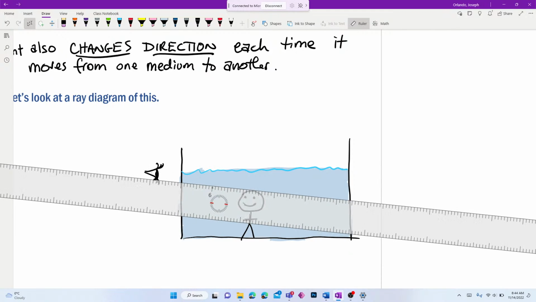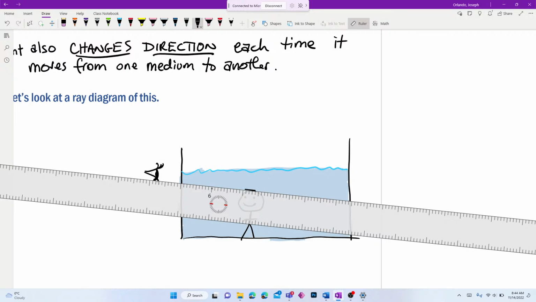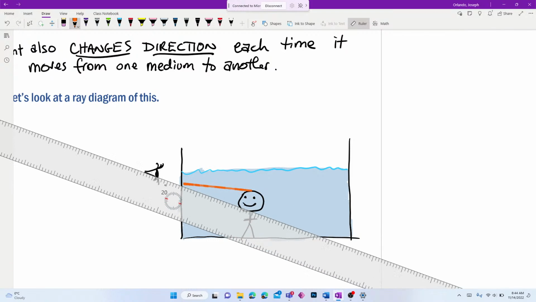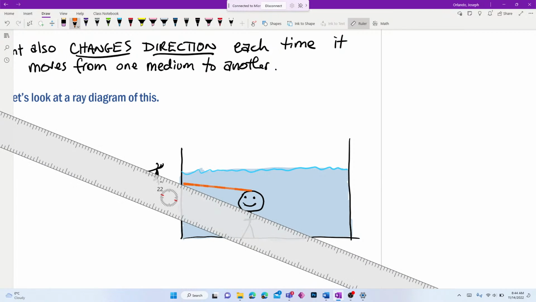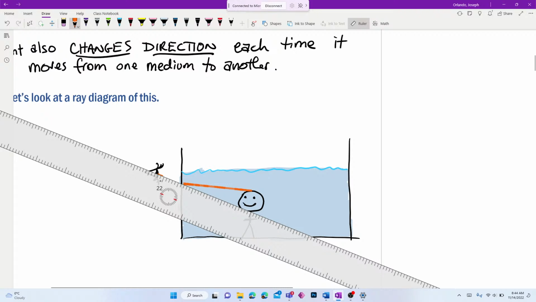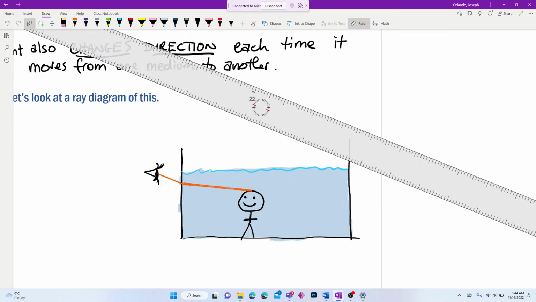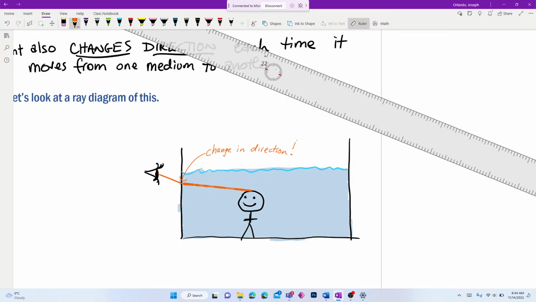But what it means is that the light from the top of this guy's, oh, not what I was looking for. It means that at that boundary, there's a change in direction. The result of which is an optical illusion. Where do I see the object? Well, I see it down there. Does that make sense?